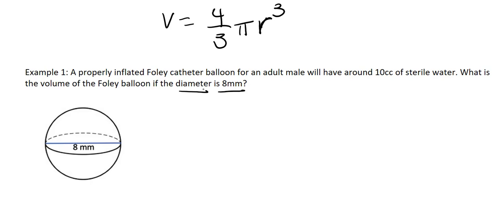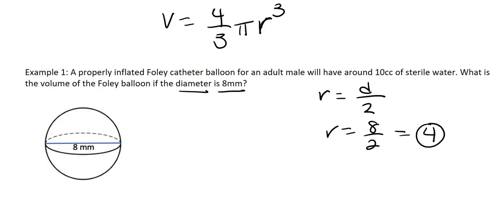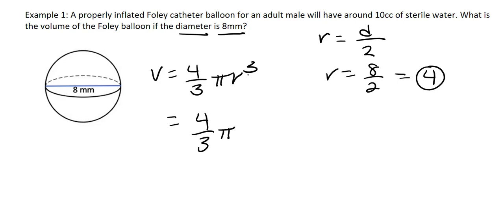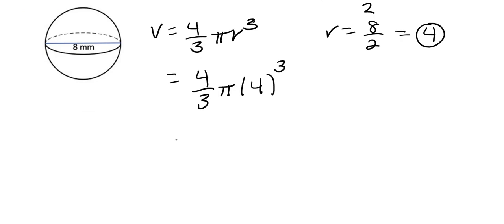Well, we're given the diameter, and so the radius is equal to the diameter divided by 2. So we have 8 divided by 2, which is equal to 4, and so our radius is 4. If we look at our volume, we have 4/3 pi. Now we have radius, which is 4, so we can go 4 cubed. And now we can start to solve for this.